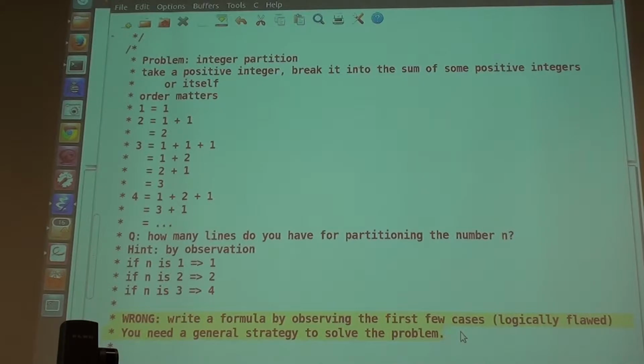You cannot say because I see the first case is 1, the second case is 2, the third case is 4, and then counting the fourth case is 8, therefore it has to be 2n minus 1. That's logically flawed. You cannot do that. I emphasize again, you cannot observe cases and come out with a general pattern. That's logically flawed. Every time I grade an exam, somebody says that, and I always give 0, because that's logically flawed. You have to understand that.